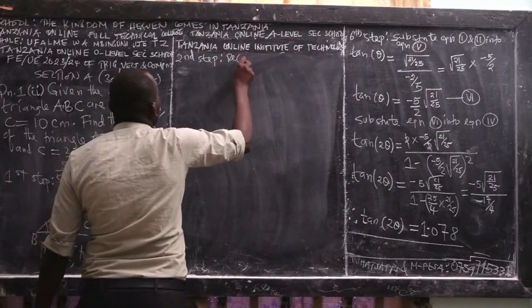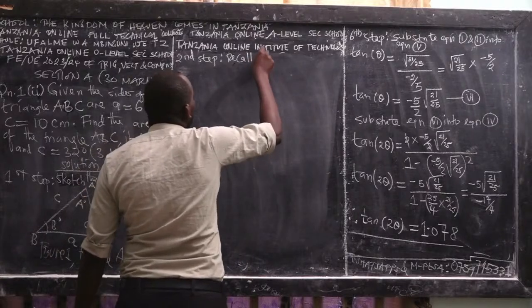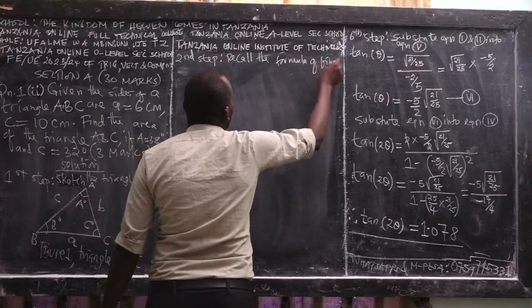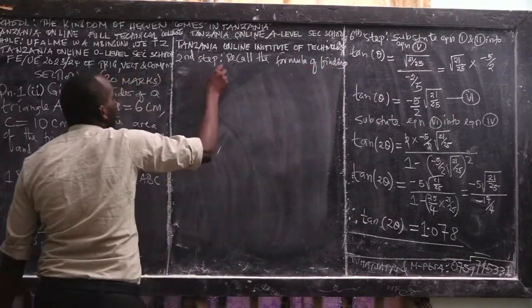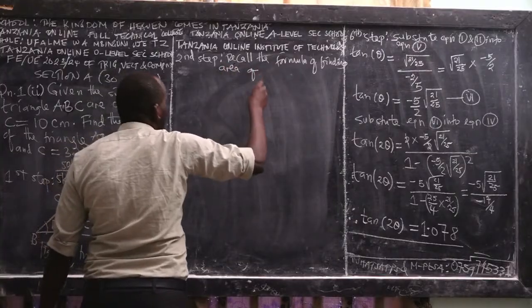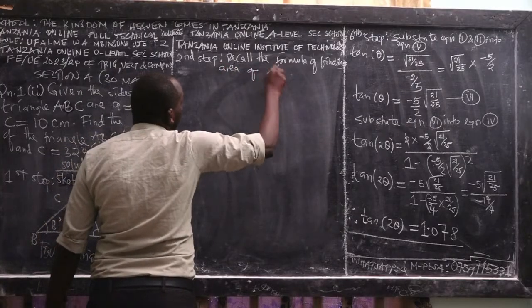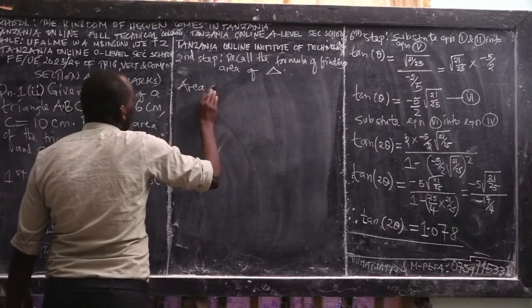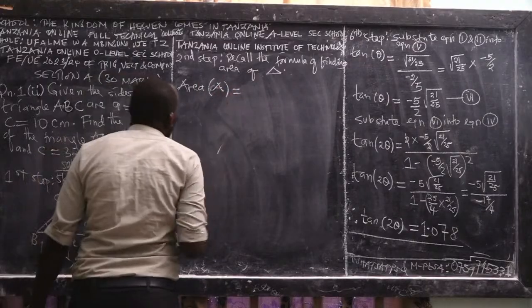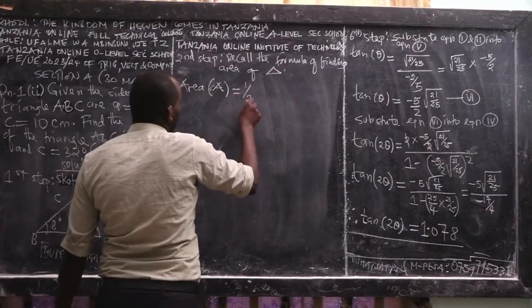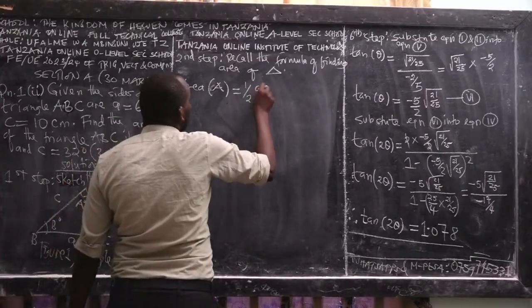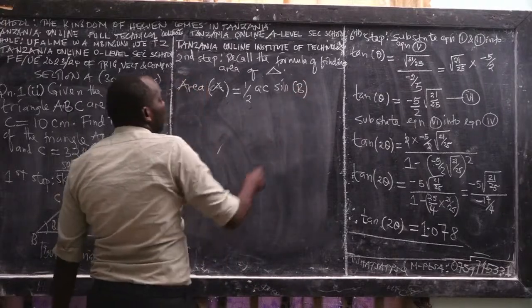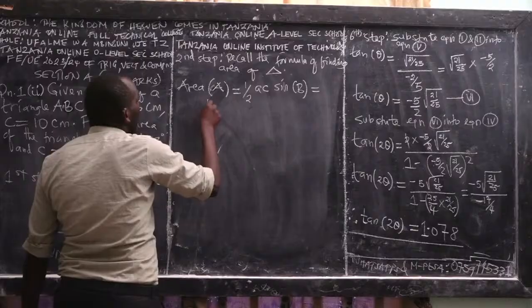Second step, recall the formula of finding area of any triangle. Area of any triangle, which we denote with capital A, is equal to a half. There are three formulas. A half AC sine of angle B. Also you can find the area of the triangle by using this mathematical formula.